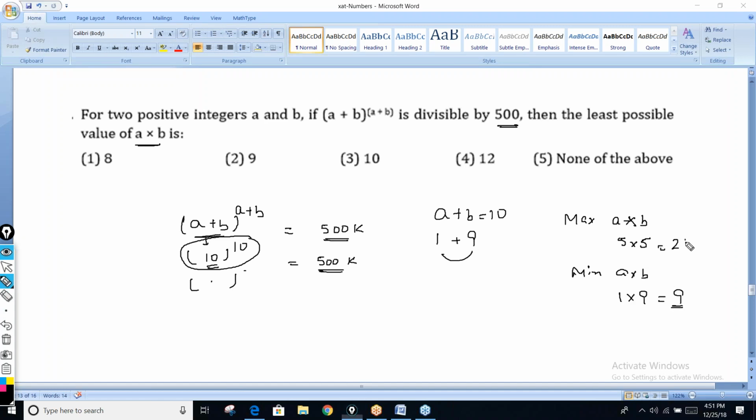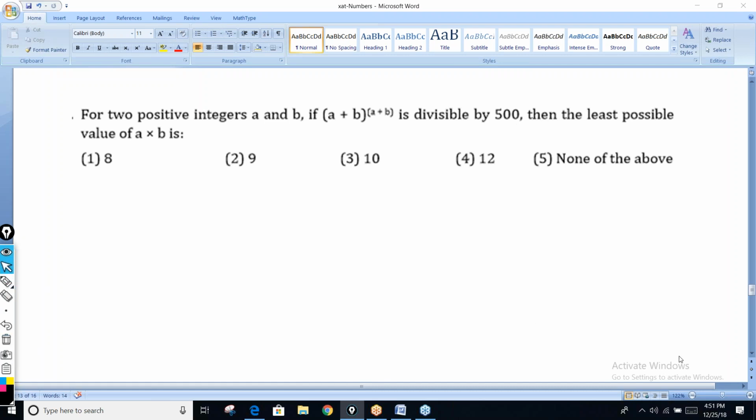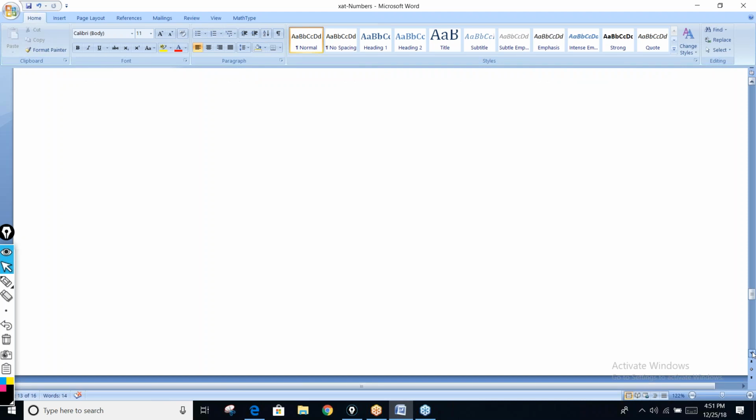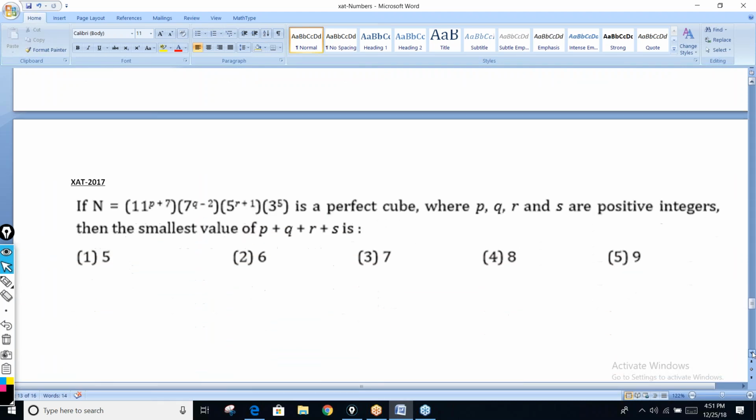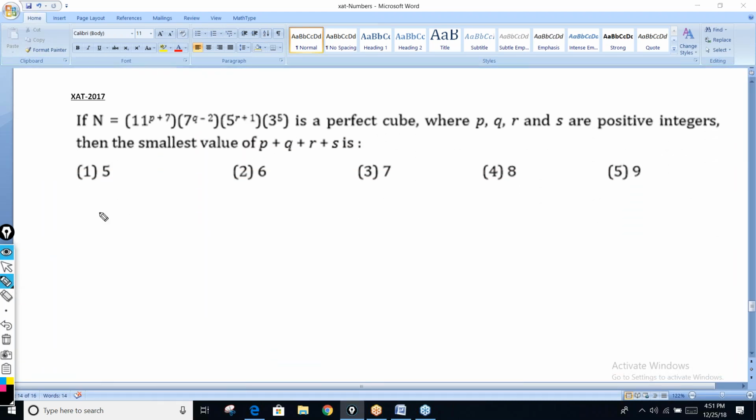The maximum value possible is 25, but we need to find the minimum. So the answer is 9. That is the answer. Easy question. That is also easy. It's a perfect cube.